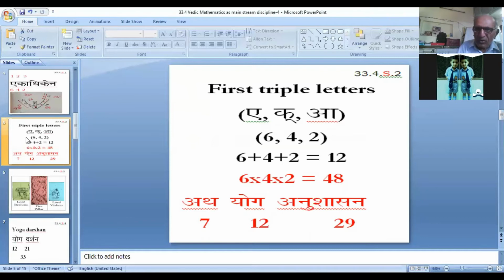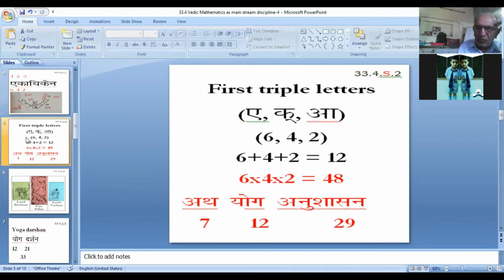And we know that value 12 is parallel to the TC value of formulation Rishi, and it is also parallel to the TC value of formulation Yog, as 6 plus 4 plus 2 is 12, which is 1/4 of its product value.